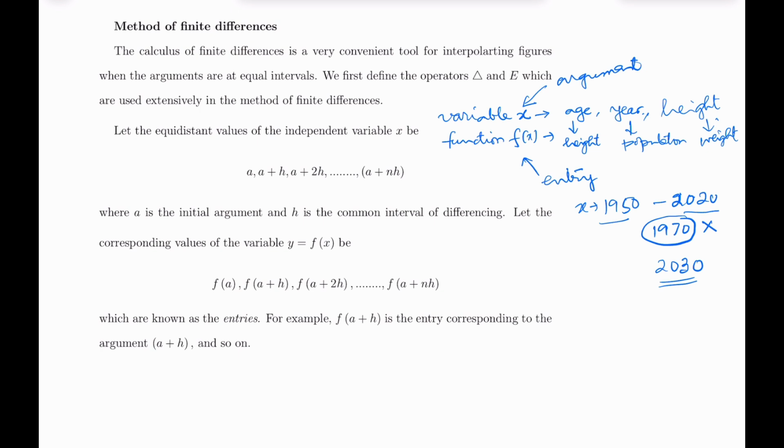The argument x stands for the year. We have the data available for the population from the year 1950 to 2020. So this is the range of the year from 1950 to 2020, and the population is available at the interval of 10 years. It is available for 1950, 1960, 1970 and so on up to 2020. Suppose somehow the population for the year 1970 is missing from the chart. We have lost this data. So how to find it?